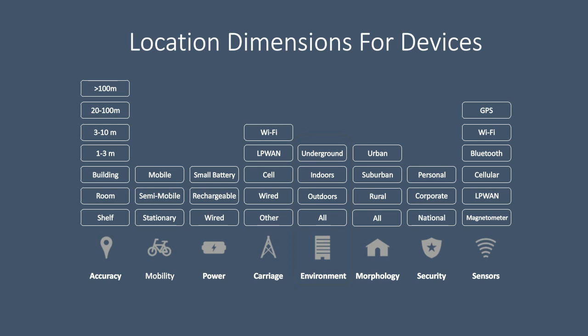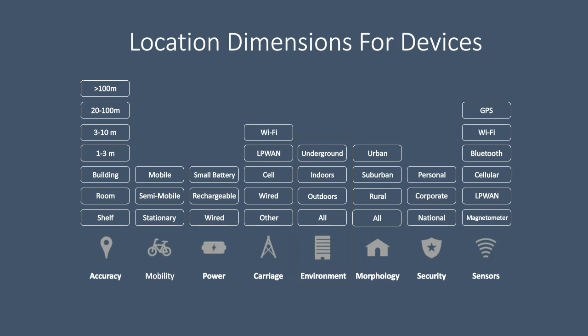But some of the key ones, obviously, are accuracy. Different location technologies provide different levels of accuracy, and often it varies through some of these other dimensions. For example, it may vary within an environment. How does it perform indoor versus outdoor? How does it perform in urban versus suburban? Those things can work at cross purposes with your accuracy.